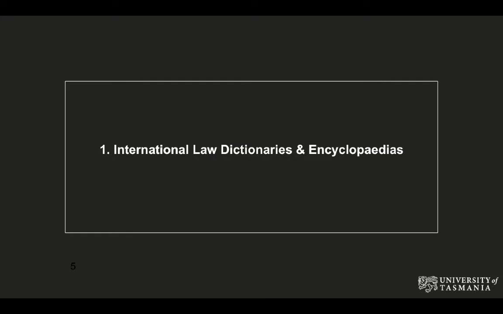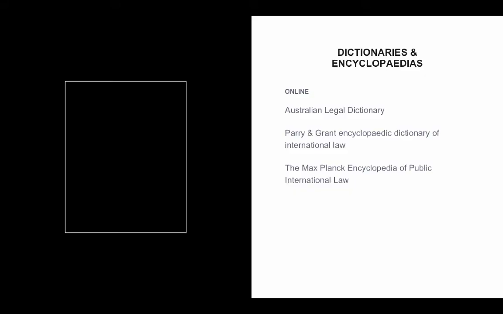When researching foreign and international law, you may encounter unfamiliar terms. You can use a legal dictionary or encyclopedia to obtain a definition. The library holds subject-specific encyclopedias and dictionaries that are excellent tools for reference and provide an overview of a particular topic. The Australian Legal Dictionary contains definitions of international law terms, as well as links to treaties and conventions.